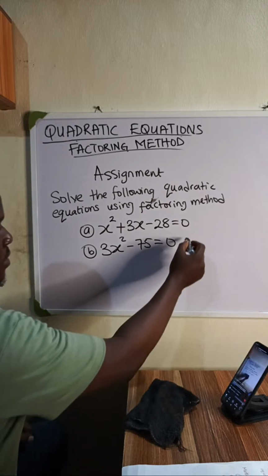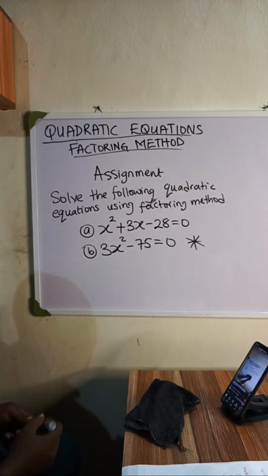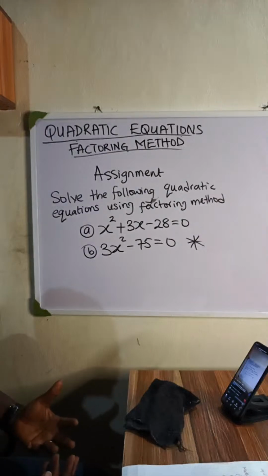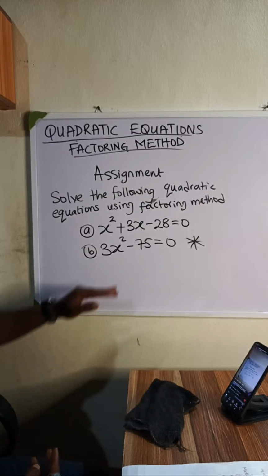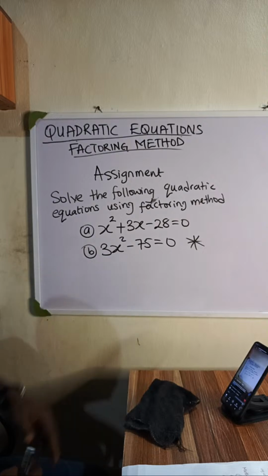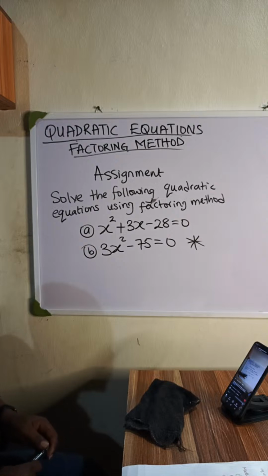For you to solve this, you need to go back to one of the topics we learned when we were looking at factorization of algebra. We learned how to factorize algebra using difference of two squares. So for you to do this, you need to factorize using difference of two squares. Okay? So you can go check my playlist on factorization of algebra and watch them to refresh your memory about difference of two squares.